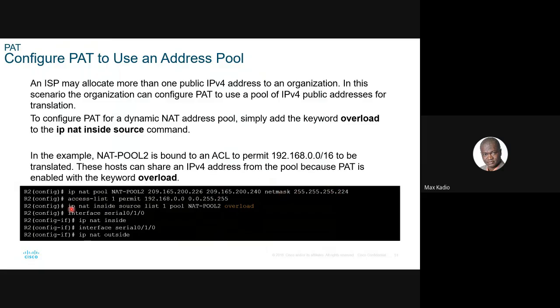Then you combine these two in one. IP NAT inside source list one. Be careful of the ID of your access list. Pool, the name of your pool exactly the same, and you must always use overload. Overload. Yeah, so that's all for this config.